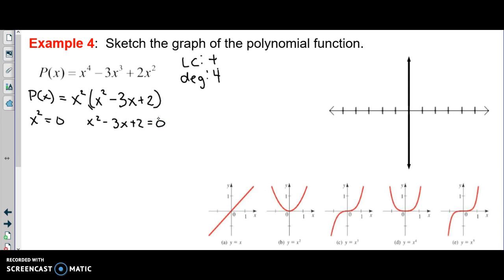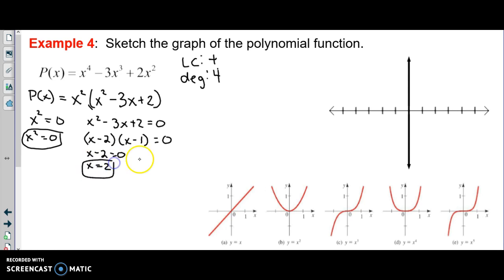And if I go ahead and factor this, I get x squared equals 0. That doesn't change. This factors into x minus 2 and x minus 1. Set those equal to 0. So I get x minus 2 equals 0, which is x equals positive 2. And then I set the second one, x minus 1, equal to 0, and I get x equals positive 1.